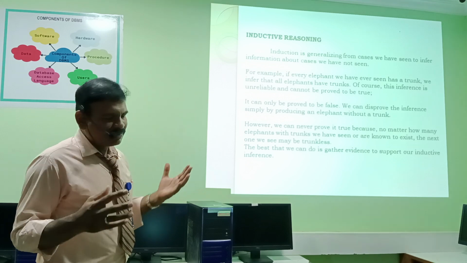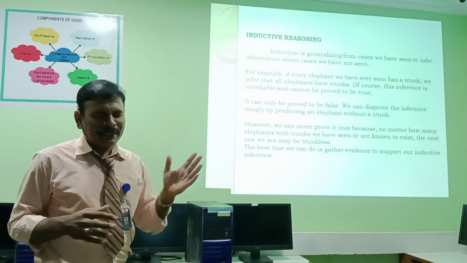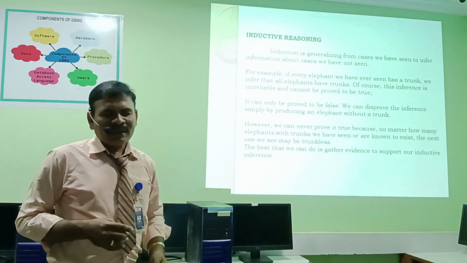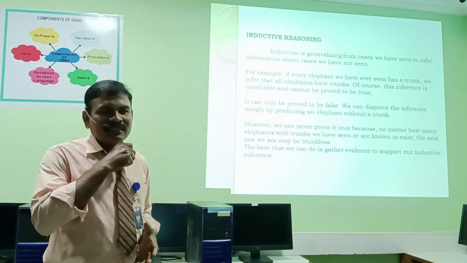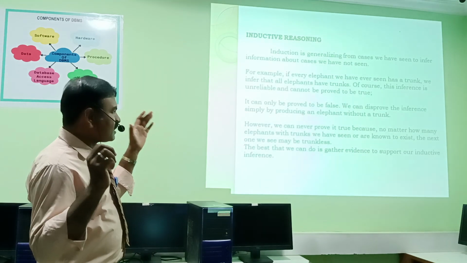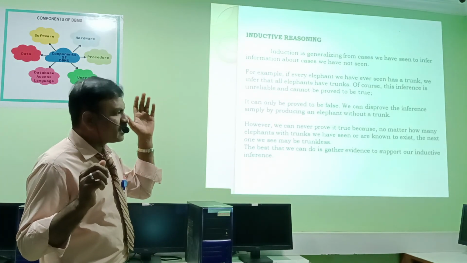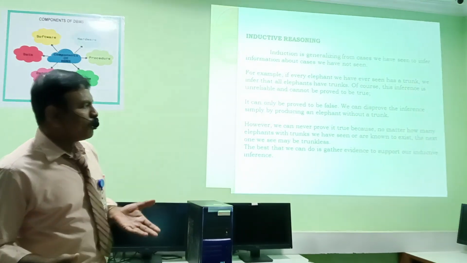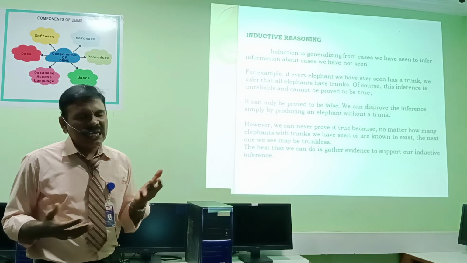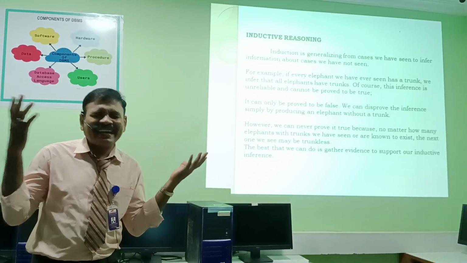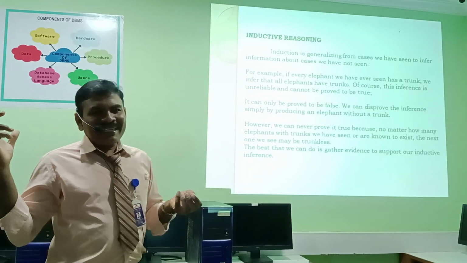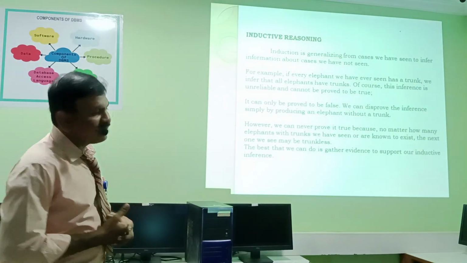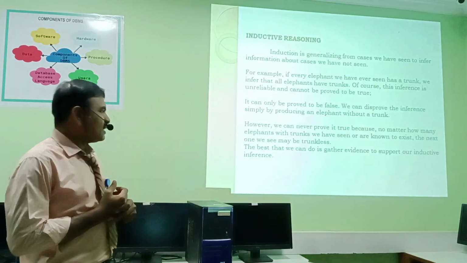So how is that possible? We are going to give a false statement, which by default we can easily reject. We can never prove it is true, because no matter how many elephants with trunks we have seen, the next one might be trunkless. We have not seen a trunkless elephant anywhere; all the elephants we have seen have a trunk.